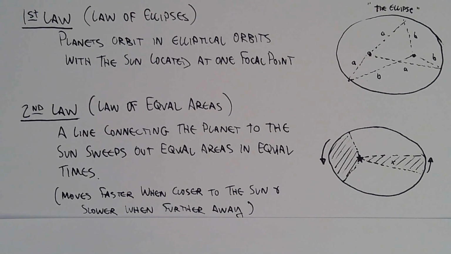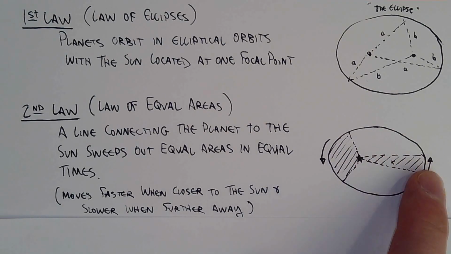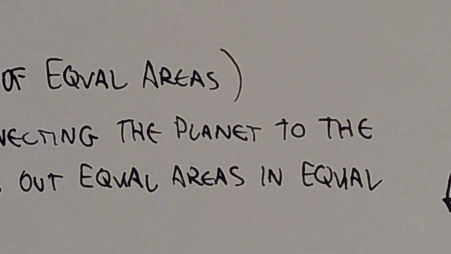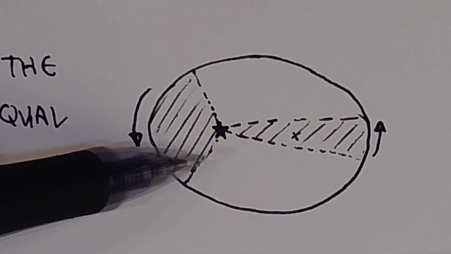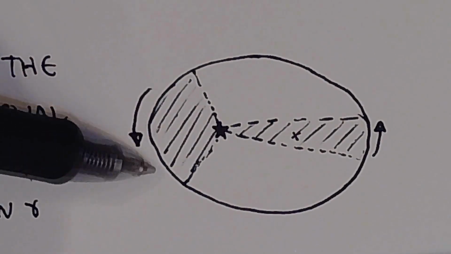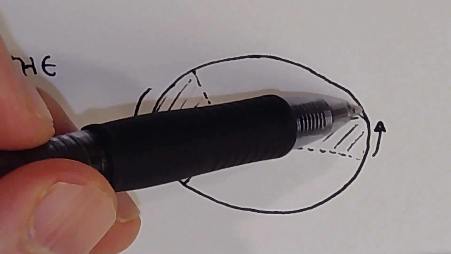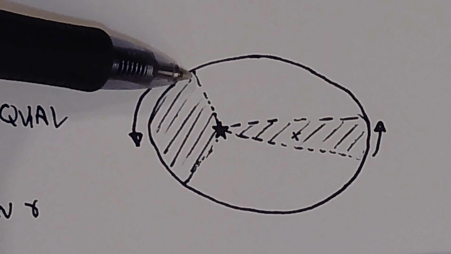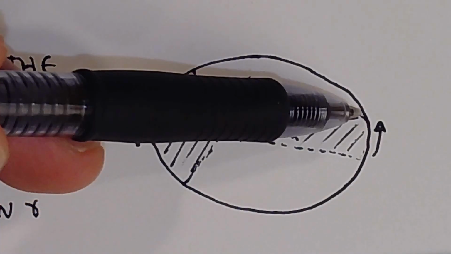From your perspective as an introductory physics student, what's more important is the corollary: if these represent the same amount of time, and this is 2 months and this is 2 months, and I just arbitrarily made those up, you can see that the distance the planet covers in these 2 months is much larger than the distance that the planet covers in these 2 months. And what it basically meant is as the planet gets closer to the sun, it speeds up, and as the planet gets further away, it slows down.